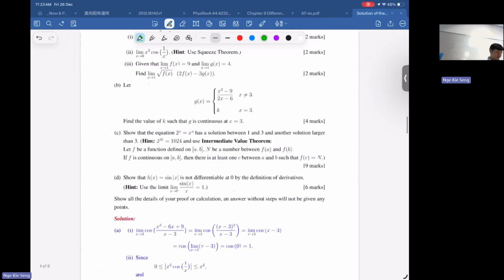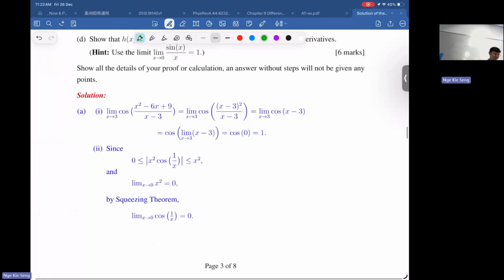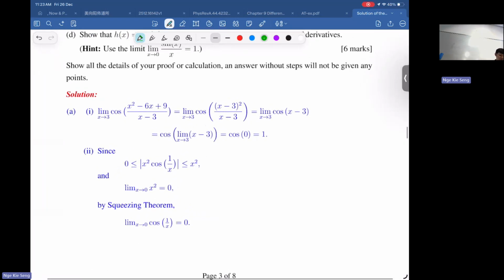Okay, so let's see what we can do here. Let's look at A1. So you find this limit. You realize that you can factorize it and then cancel out. Because to find the limit as x goes to x, we don't really care about that function at x equals to x. So we can cancel it out. And then because cos is continuous, you can bring the limit in, and then you will get the answer.